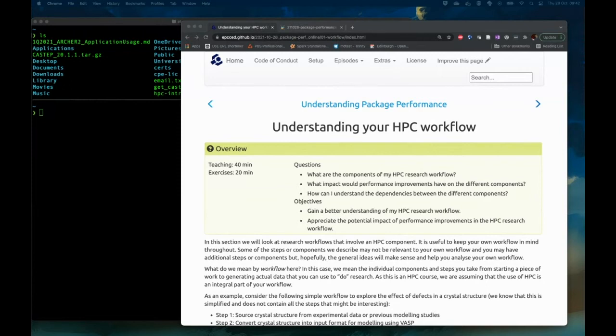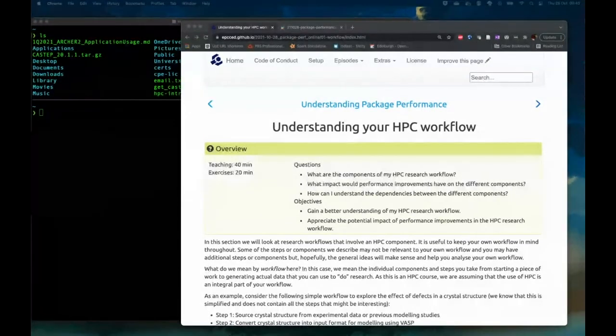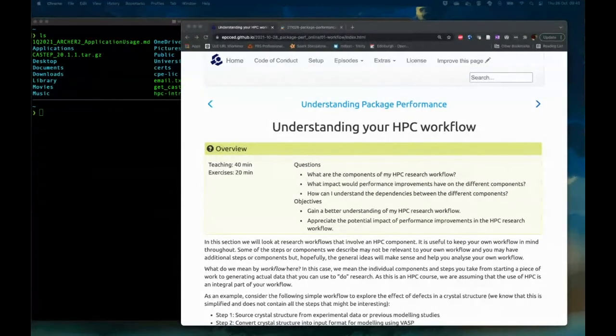So throughout this, I'd like you, if possible, to try and keep your own research workflow in your head. If you're using HPC systems, that's great, because you'll have an idea of where HPC fits into your overall workflow. If you're thinking about using HPC systems, try and figure out which component of that workflow the HPC is going to fit within. And before we start, I guess I should define a bit better what I mean by workflow here.